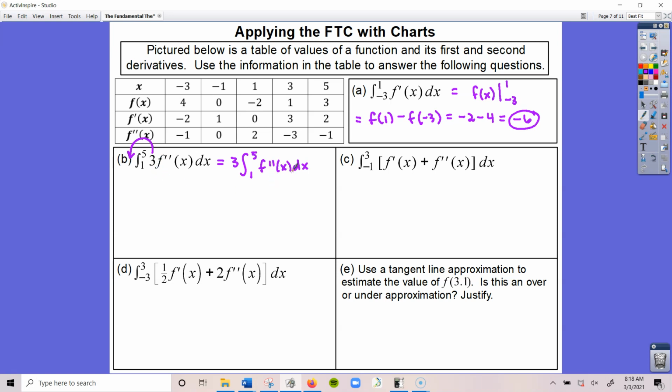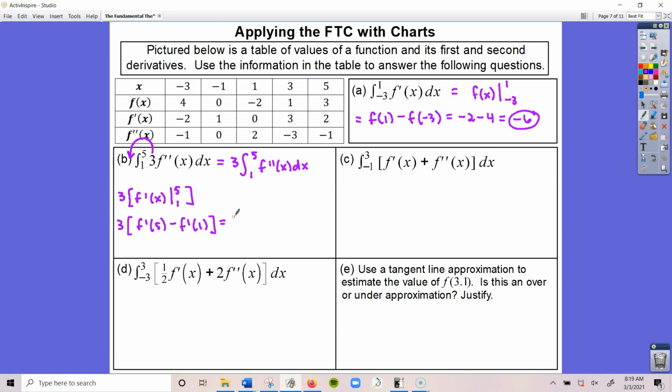So the antiderivative of f double prime is f prime. So I can leave the 3 on the outside and integrate f prime of x from 1 to 5 and apply the FTC based on that. And then multiply the 3 afterwards. Or you could put the 3 inside and multiply as you go. That doesn't matter. So we're going to plug in the 5. So this is 3 times f prime of 5 minus f prime of 1.